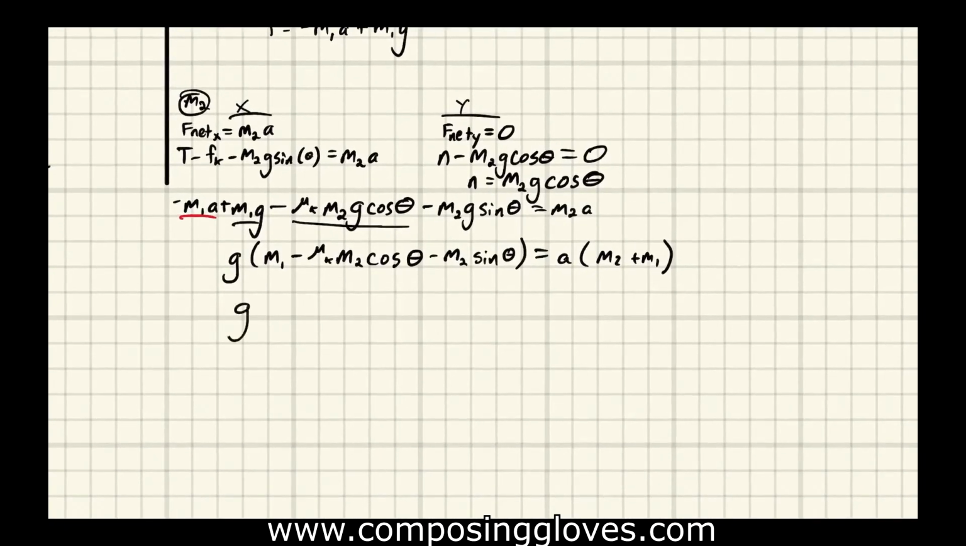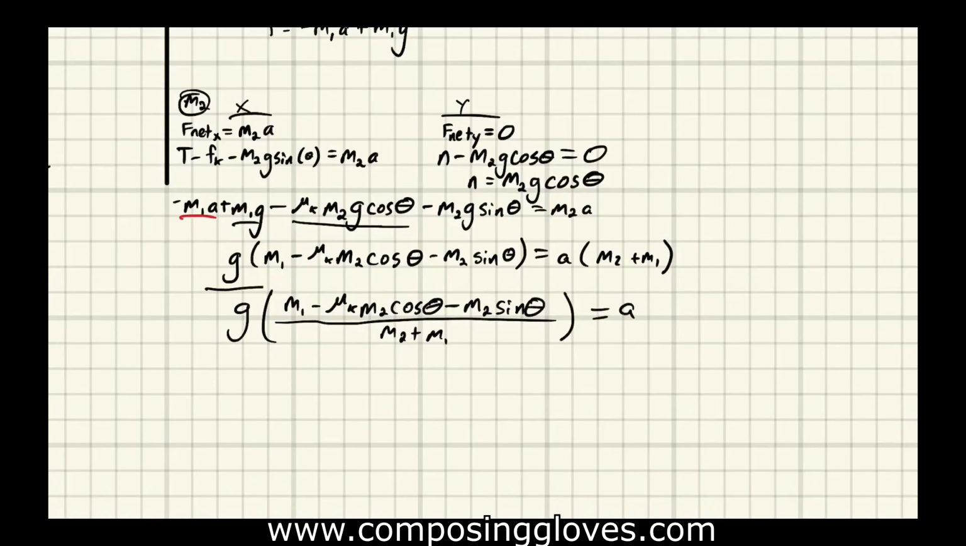We just simply have this: M1 minus mu sub K M2 cosine theta. See, you don't have to do any trig stuff really. It's easy peasy. Minus M2 sine theta over M2 plus M1 equal to A. And there you have it.